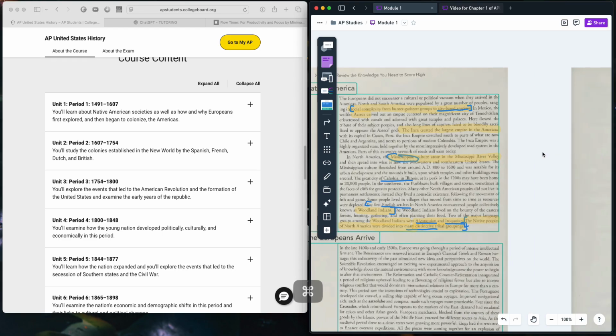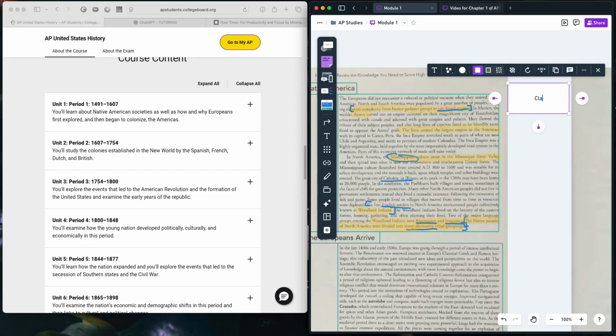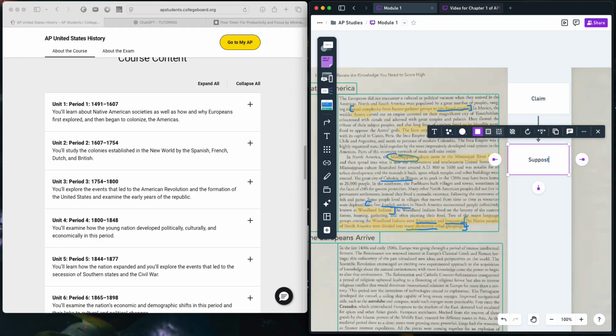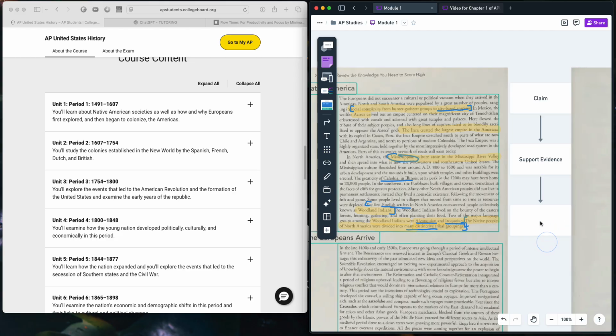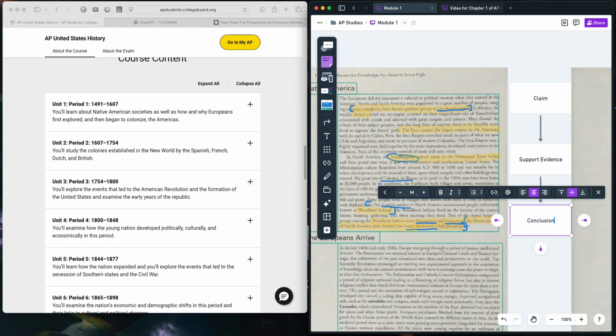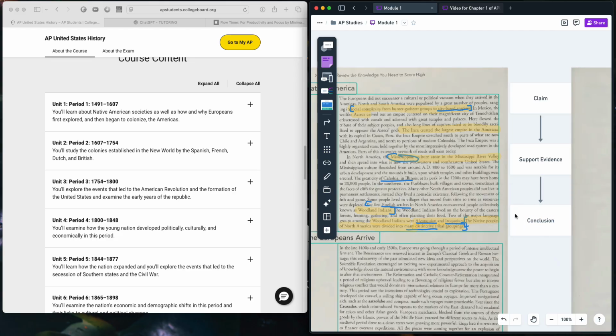Because most of the writing structures in history are going to follow this idea: I have a claim, and then I have supporting evidence, supporting details, examples, data, structures, figures, whatever. And then last but not least, we have the conclusion aspect. Okay, so we've got conclusions and whatnot.